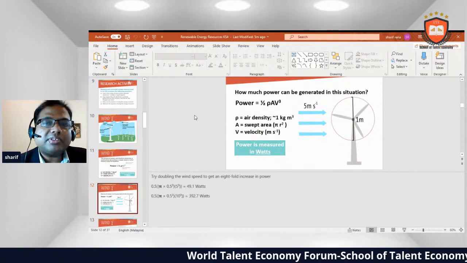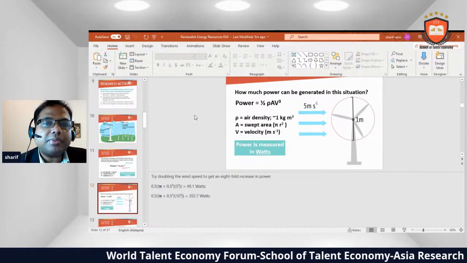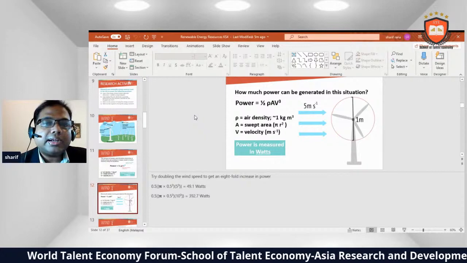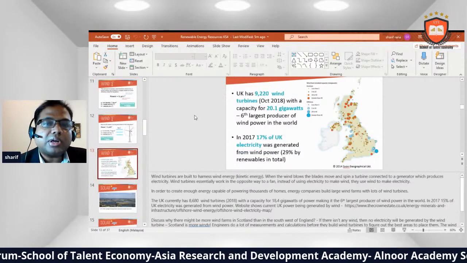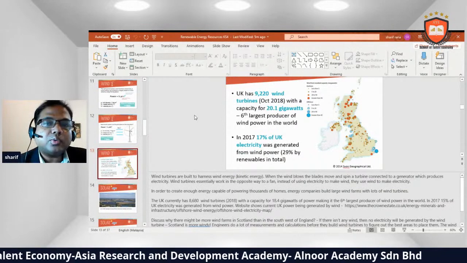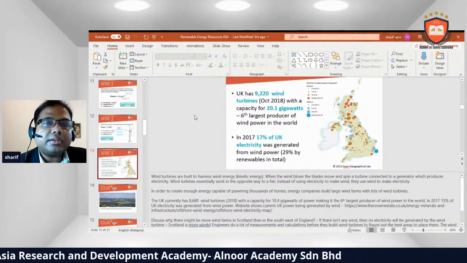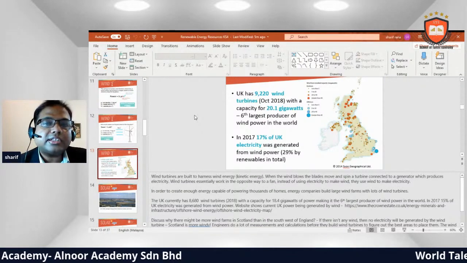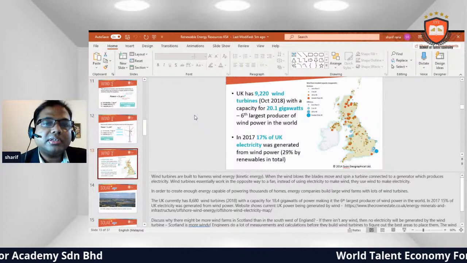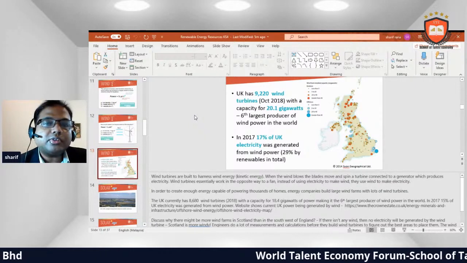How much power can be generated in this situation? Power equals half rho A v cubed: air density, swept area, velocity. Power is measured in watts. The UK has 9,220 wind turbines with a capacity of 20.1 gigawatts, the sixth largest producer of wind power in the world. In 2017, 17% of UK electricity was generated from wind power.